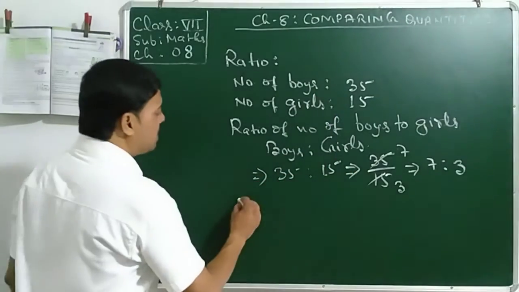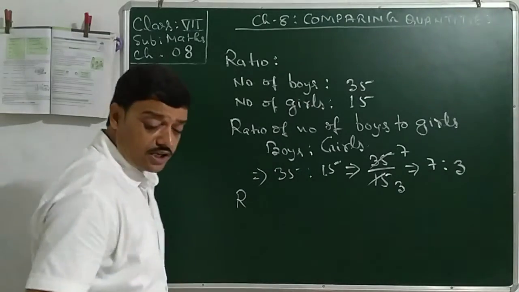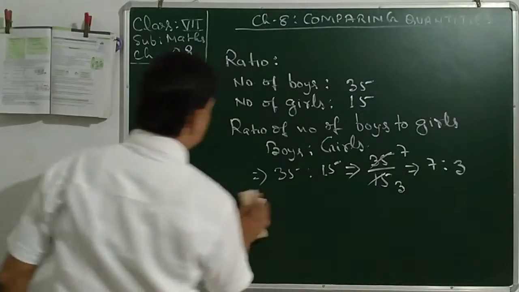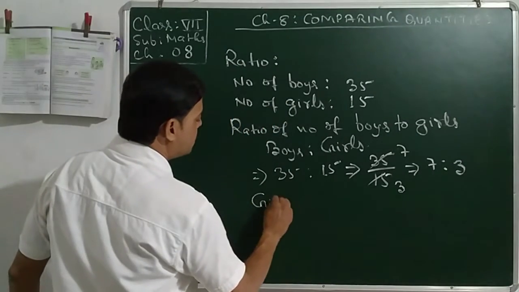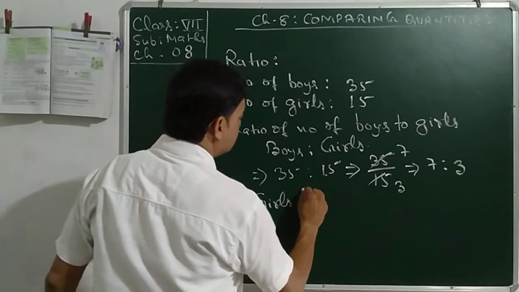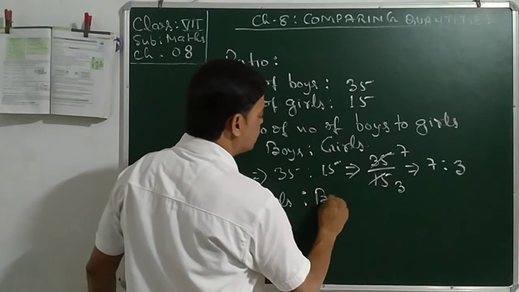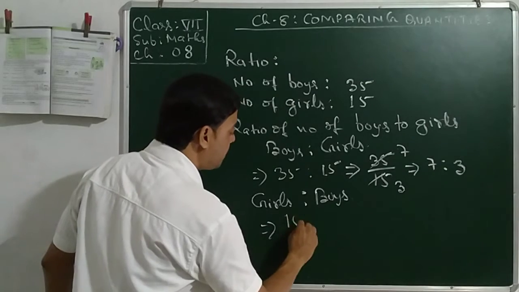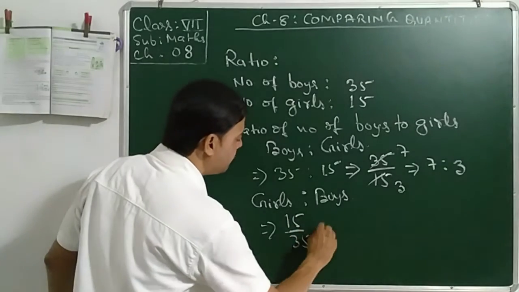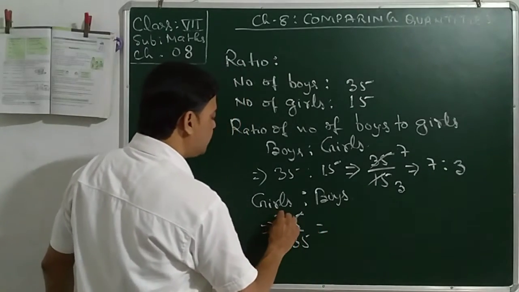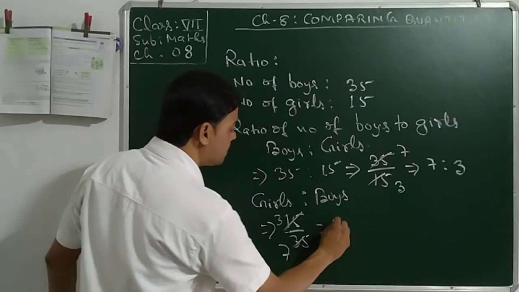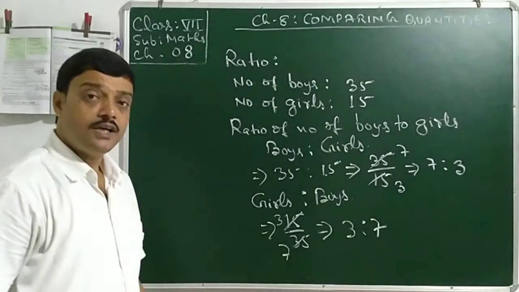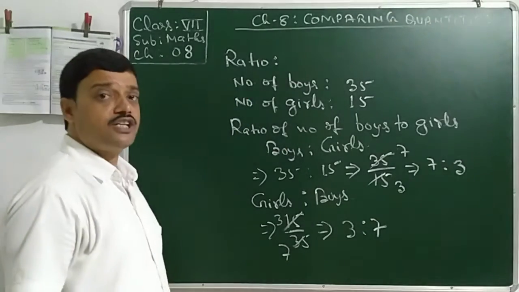Similarly, if you are asked to find the ratio of girls to boys, say girls is to boys, that will be the opposite of this, that is 15 by 35. That will be 5 3s are 15, 5 7s are 35, 3 is to 7, and so on. In this way you can find the ratio.